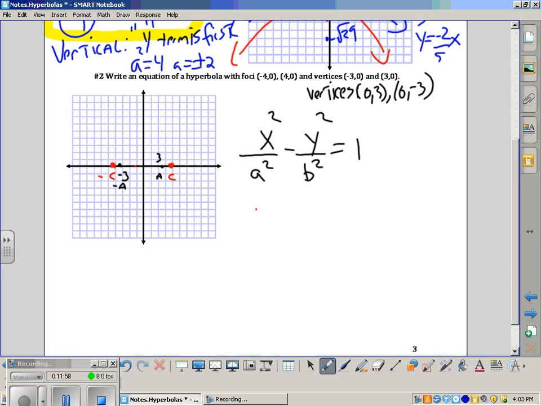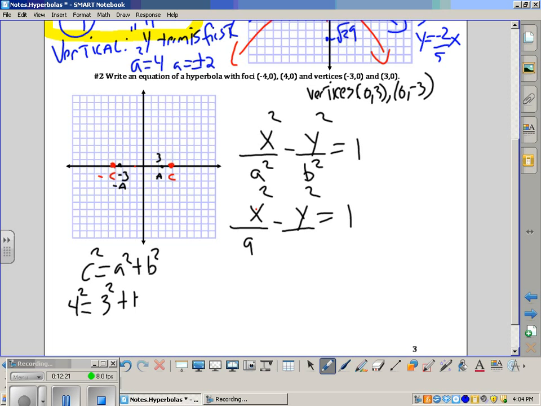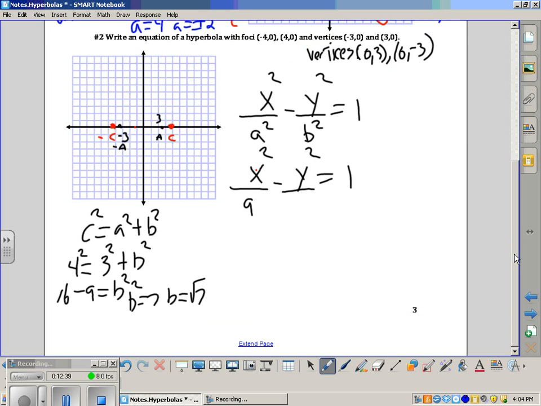I know that a is 3, so I know immediately I can say this. Now I need to figure out the b squared. So we come back to a squared plus b squared equals c squared, and let's plug in what we know. So that's going to be 7, root 7. Oh, I guess I could have extended the page here. So now we got root 7. When we square that, we get 7.